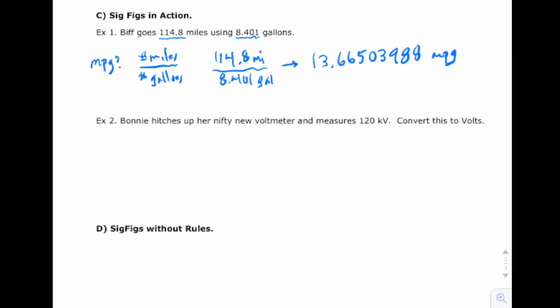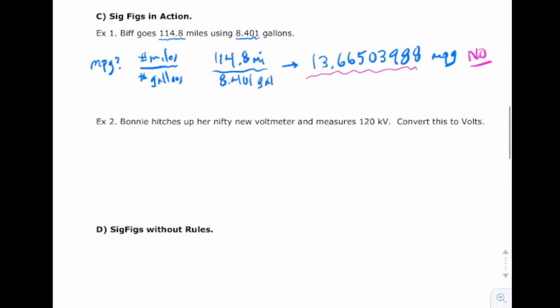Let's just put a big no. Why? Well, did you get this number from a meter that read the accuracy all the way out to 8 decimal places? Like you actually measured a 1, a 3, a 6, a 6, a 5, a 0, a 3, a 9, an 8, an 8. Those are not all measured numbers.